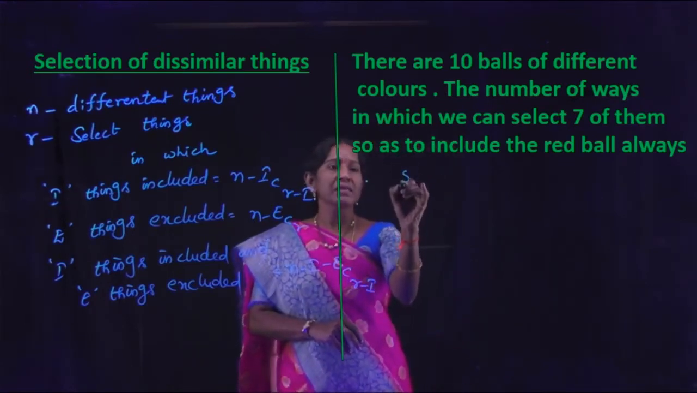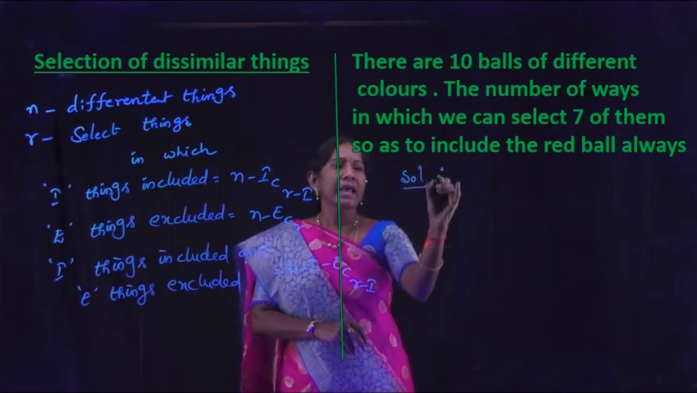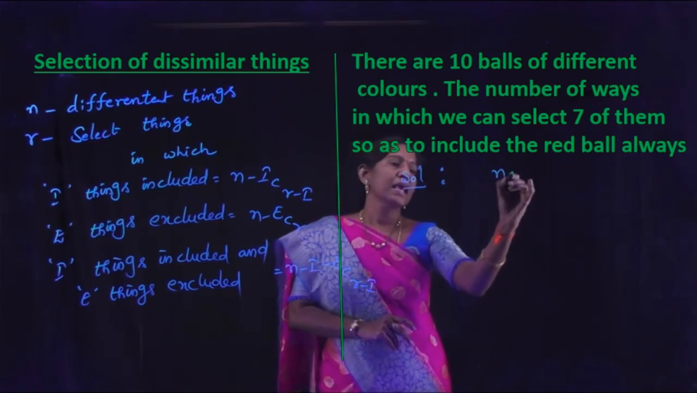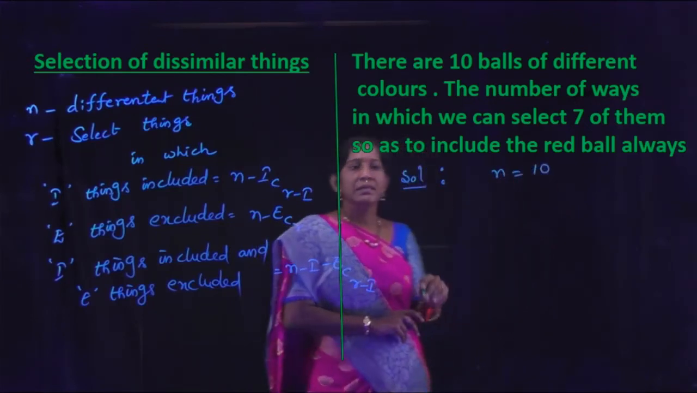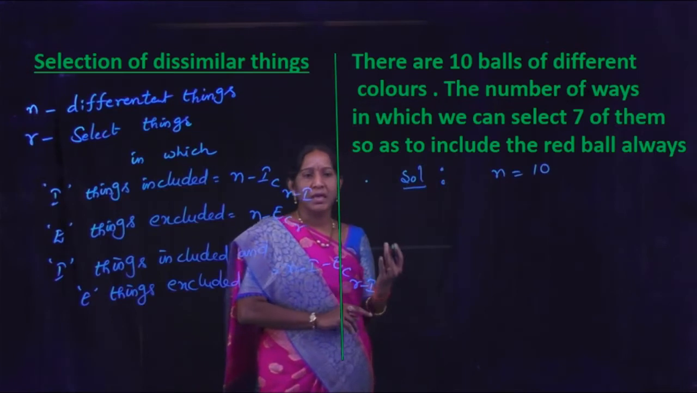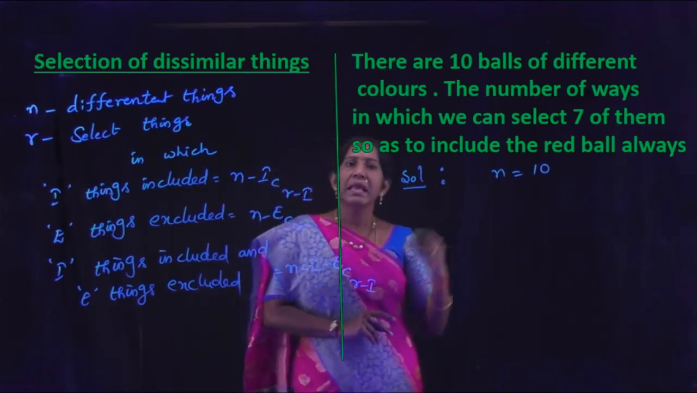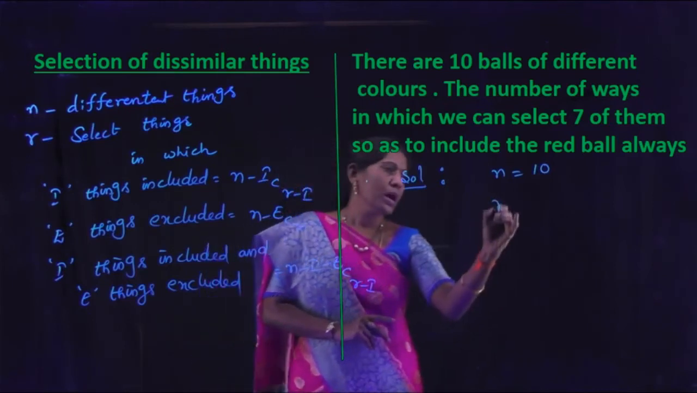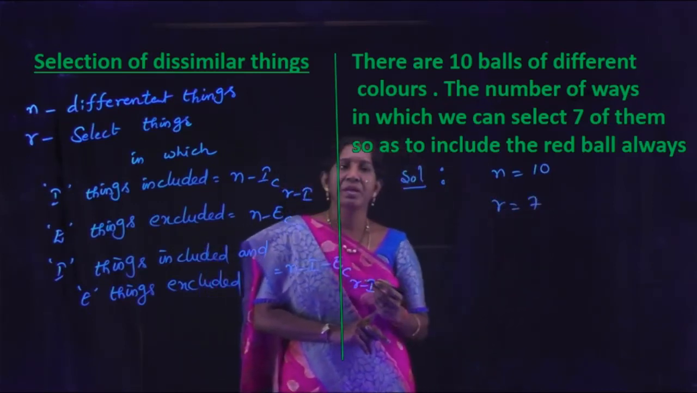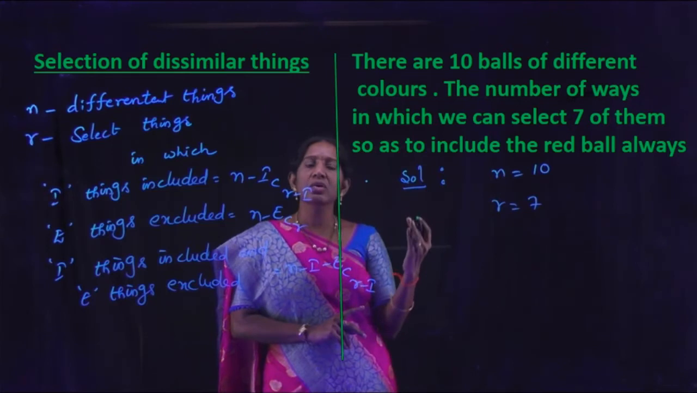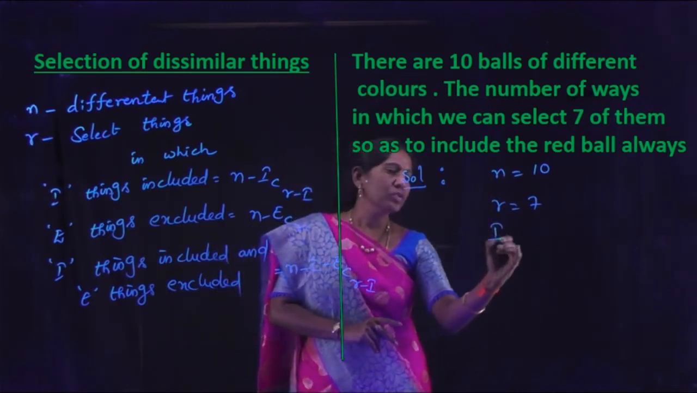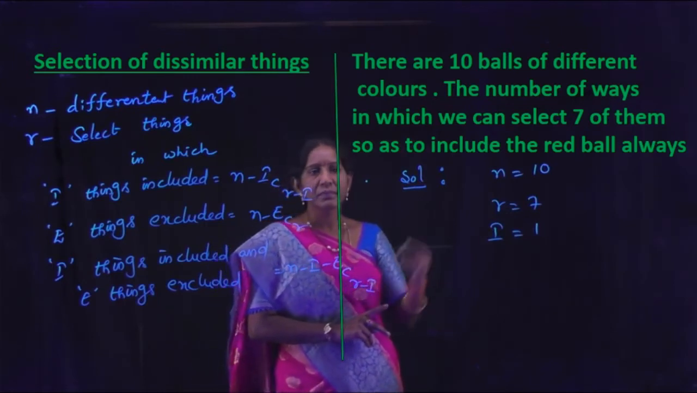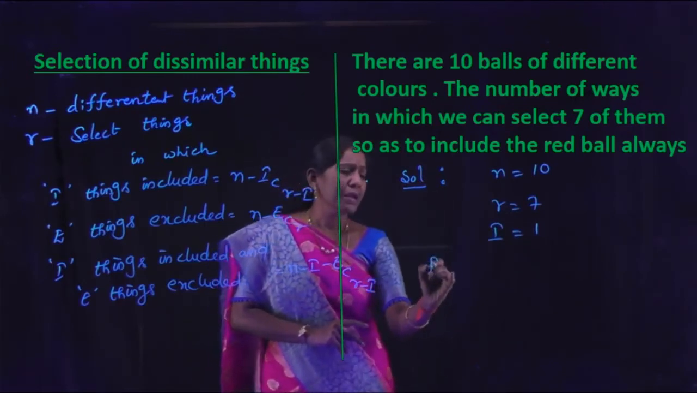Given problem is, there are 10 balls of different colors. That means n equal to 10 given. The number of ways we can select 7 of them, so r equal to 7 given, so as to include the red ball always, including things given by i. So i equal to 1. Then required number of ways.